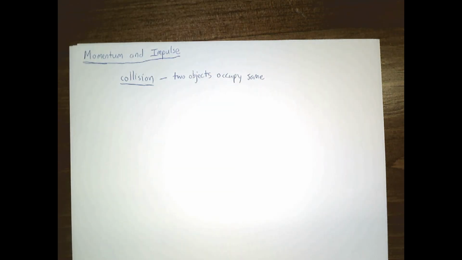Today we're going to be talking about collisions, where we have two objects trying to occupy the same space at the same time. Now, it can be a really violent collision, like a car crash, or it could just be something gently bumping into something else. But the idea is two objects try to be in the same place at the same time. When they do so, they'll exert forces on each other, and then they will move differently from how they were moving before.